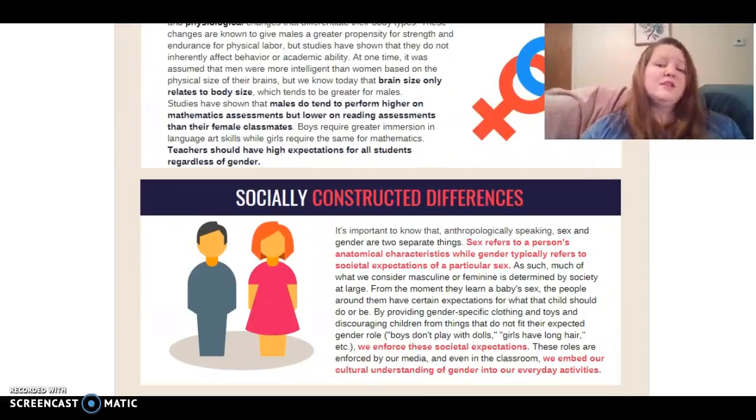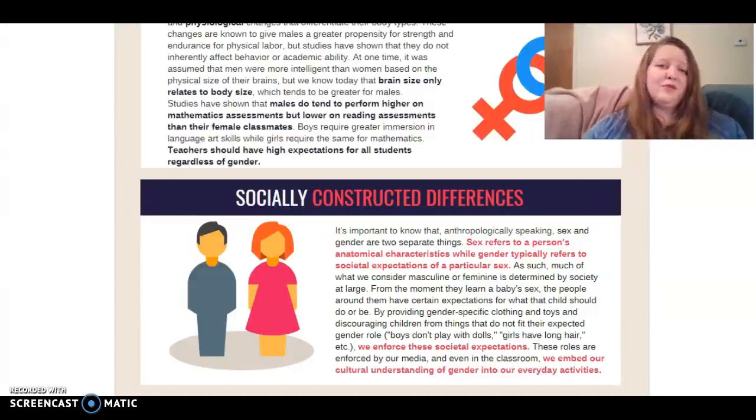So, socially constructed differences. Something that's interesting to me, and I think it's important to know whenever we talk about gender, is that anthropologically speaking, sex and gender are two separate things. Sex refers to a person's anatomical characteristics, while gender typically refers to societal expectations of a particular sex. As such, much of what we consider masculine or feminine is determined by society at large.